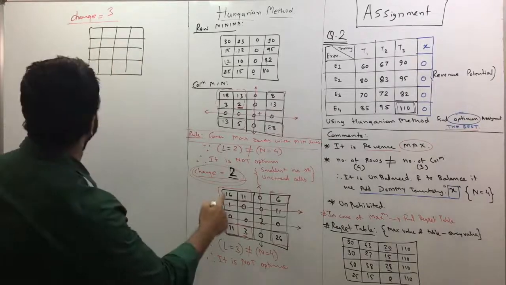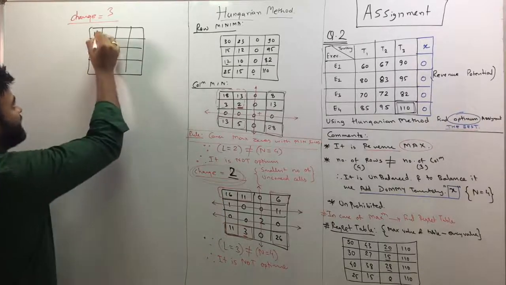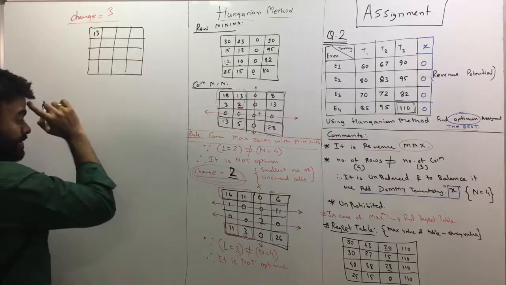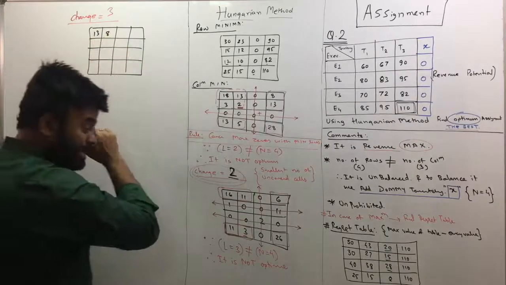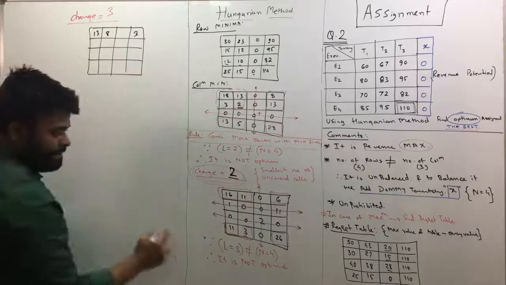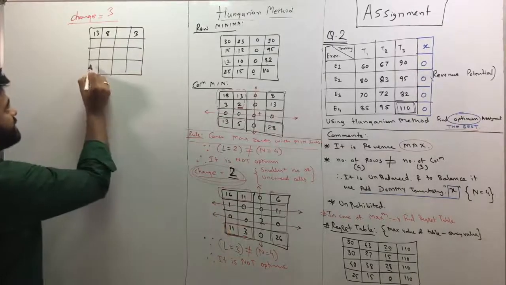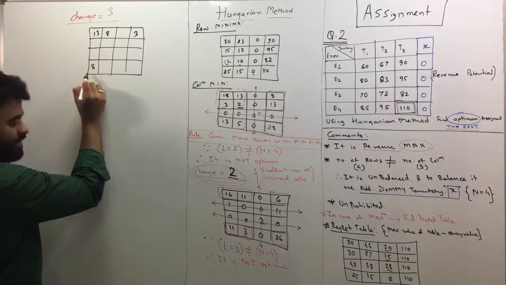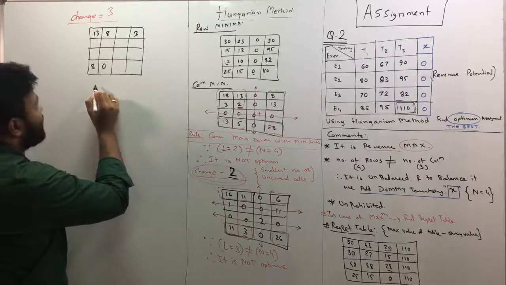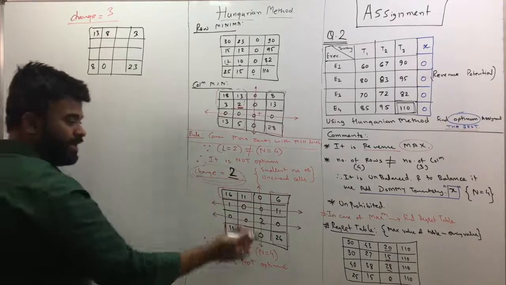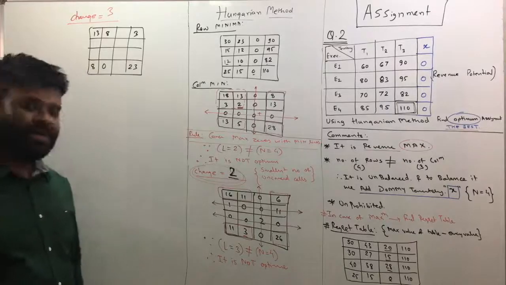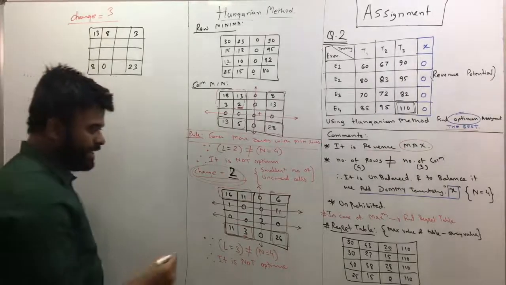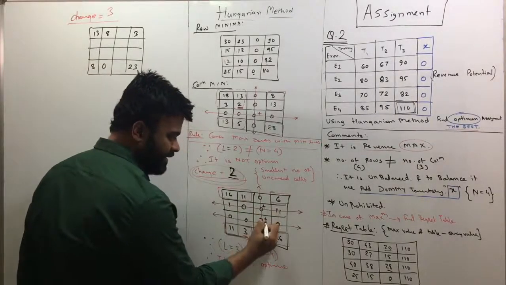Subtract change from uncovered, so change is 3. Subtract from here, that is 13 and 8. Okay. Subtract 3 from here, 6 minus 3 is 3. And this is subtract 3, 8, 0, and 26 minus 3 is 23. Alright, I did all of that. Now next what I will do is I'll add at the intersection. So add at the intersection is I'll add here and add here.